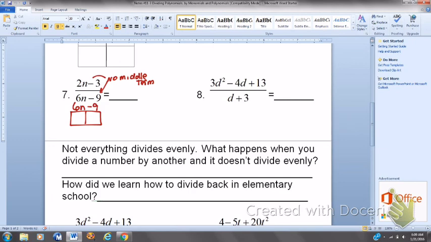And since I only have 2n and minus 3, I just need to put 2n and minus 3. Now I need to think what times 6n would give me 2n. Well, if I did 6 divided by 3, I'd get 2. So if I multiplied it by 1/3, I'd get 2n. Negative 9 times 1/3 is also negative 3. So our answer is just 1/3.